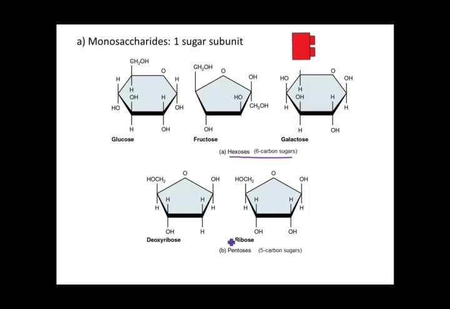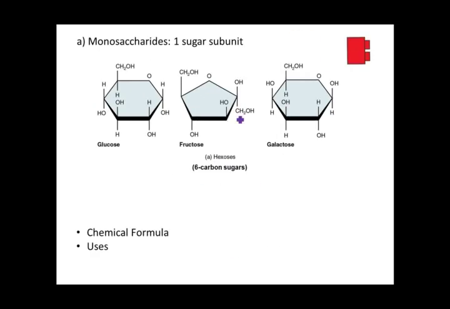Okay, and then there are the 5 carbon monosaccharides, or the pentoses. Pent refers to 5. Okay, and that's deoxyribose and ribose, and these each have 5 carbons. 1, 2, 3, 4, 5, and then 1, 2, 3, 4, 5 there as well. Okay. So let's take a closer look at just the 6 carbon sugars.